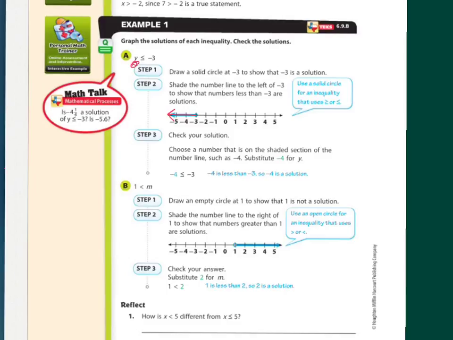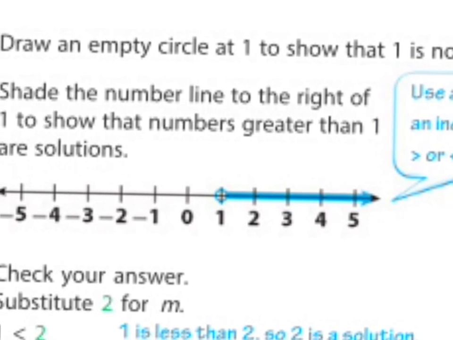Look at B. B says 1 is less than M. Okay? If you read it kind of backwards, M are numbers greater than 1. Now, can that be equal to 1? No. They have to be greater than 1. So you wouldn't include the number 1 on a number line. So how do you graph that on a number line? Notice they put a circle here.